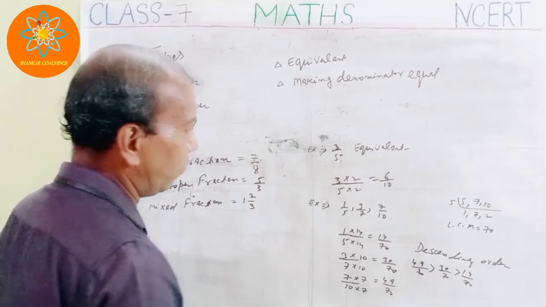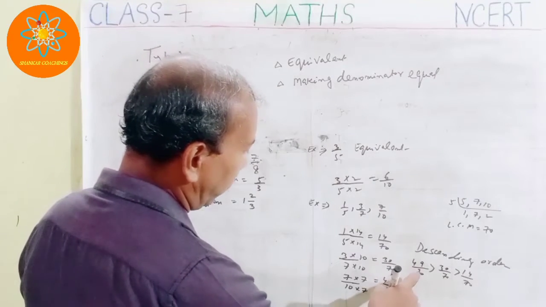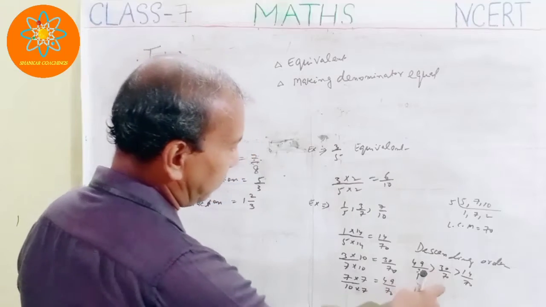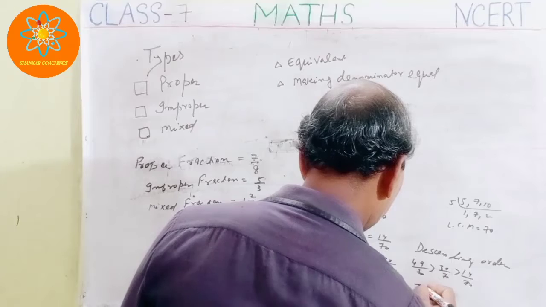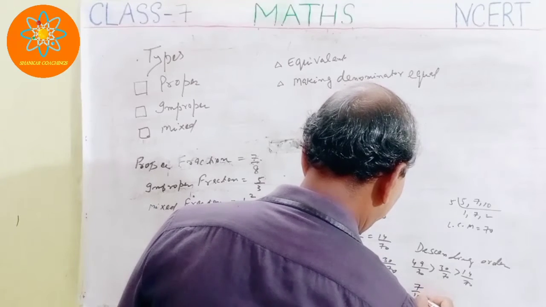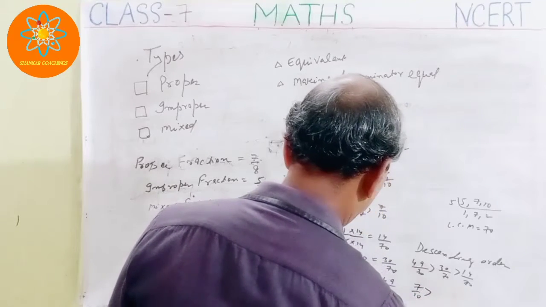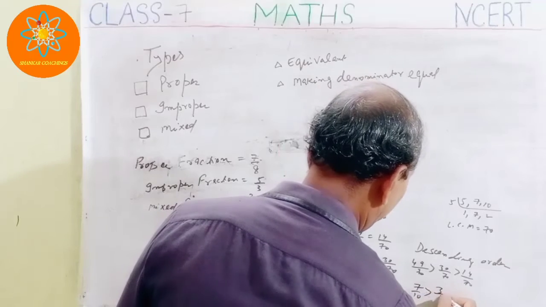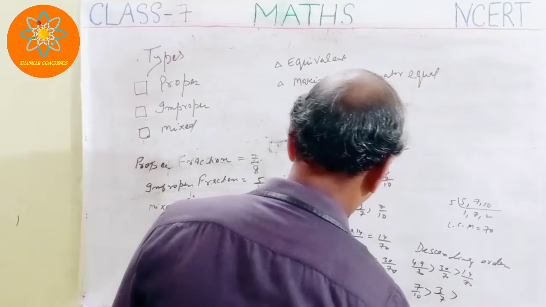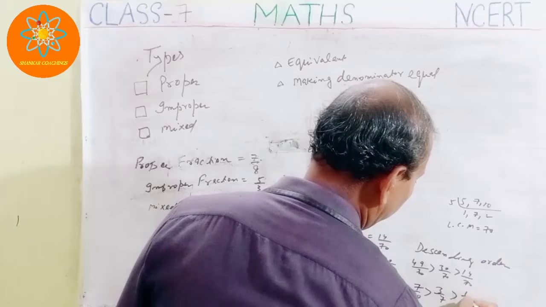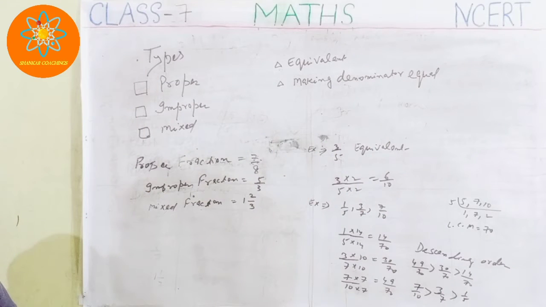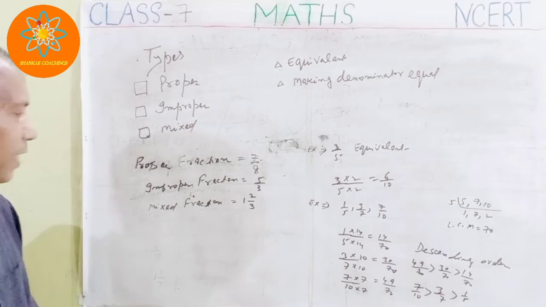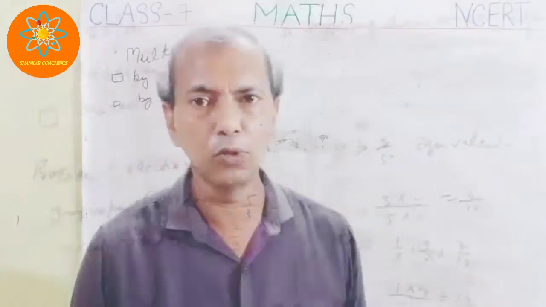So 49 by 70, 30 by 70, 14 by 70 means 7 by 10, 3 by 7, and lastly 1 by 5. So this is in descending order. If I reverse that one, then that will be the ascending order.